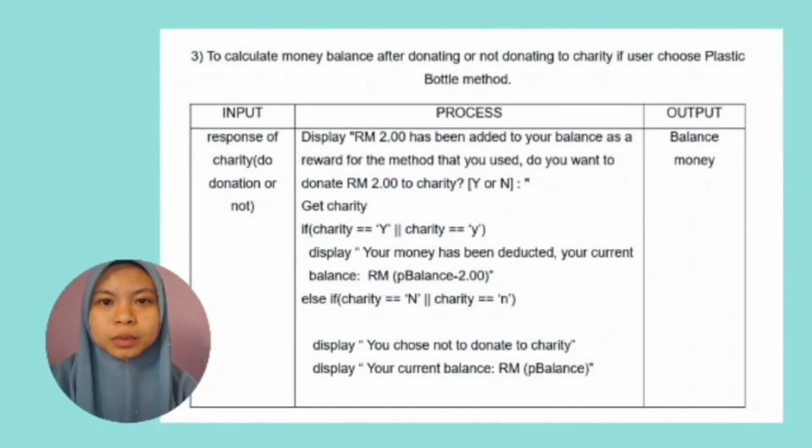This analysis is to calculate the money balance after donating to charity. The input is the response of charity, yes or no. Process: if charity equals Y, it will display "your money has been deducted". If charity equals N, it will display "you choose not to donate to charity".